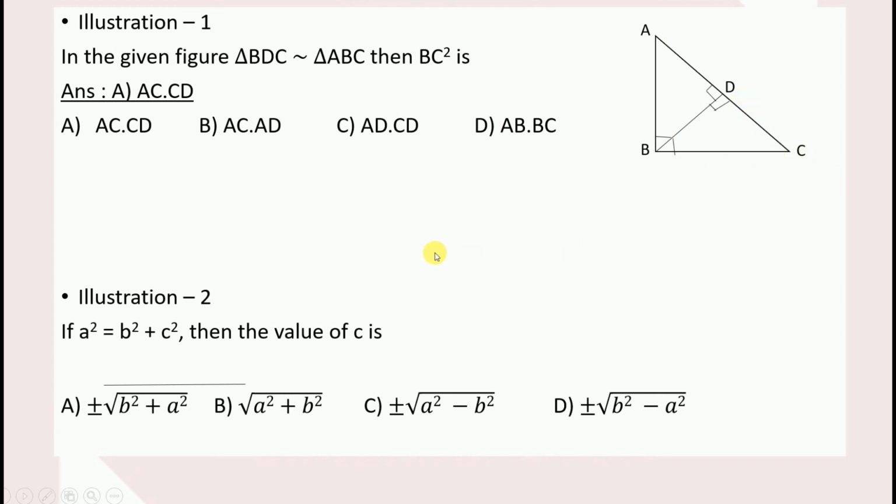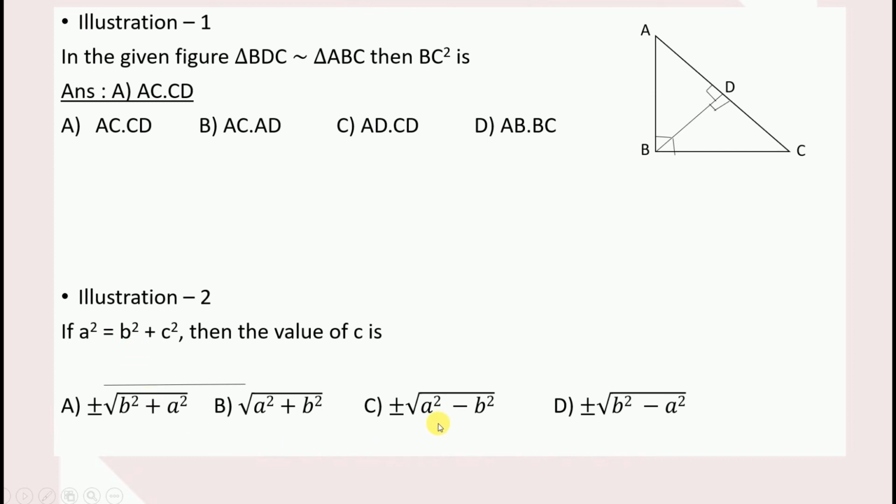Now we have one more illustration. If A square is equal to B square plus C square, this is from Pythagoras theorem, then we have to solve for the value of C and tell which among these four options is the right answer. Obviously A square equals B square plus C square, so if you shift B square towards the left hand side, it becomes minus B square. So C square will be equal to A square minus B square, and then C will be equal to plus or minus root of A square minus B square.